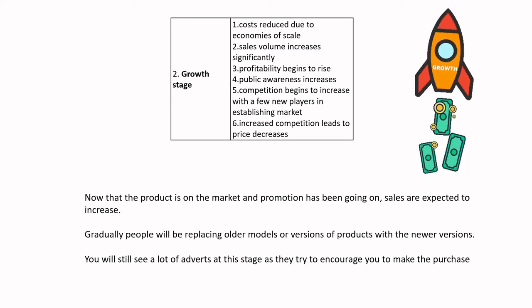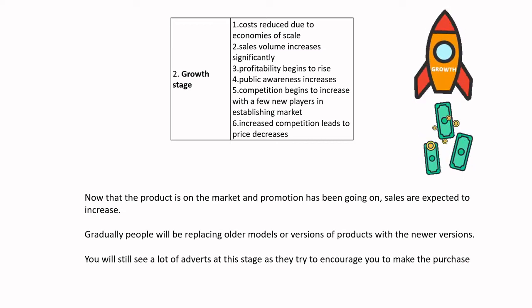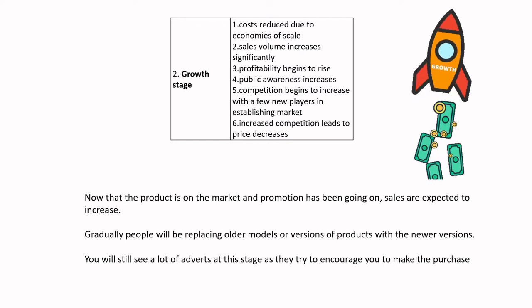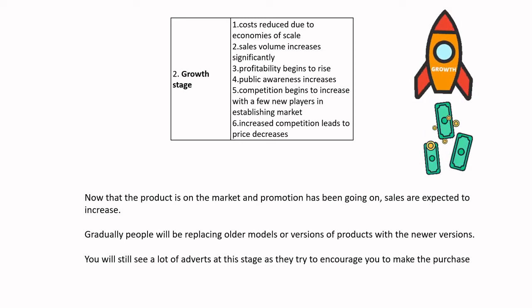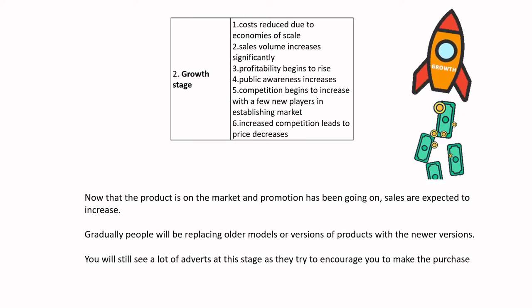I'm trying to avoid naming an actual product here to show you it's for everything, no matter what sort of thing it may be. Costs start to get reduced because of the economies of scale, and when we've used that economies of scale term before, it's because you've invested in the manufacturing of the thing, you bought the machines and everything, so once you start selling, the price of making it becomes less and less because you already own the machinery to do it. Sales start to rise, you do start to become a little bit more profitable, although you're still not making loads and loads of money yet.